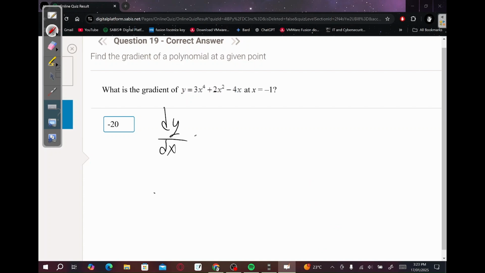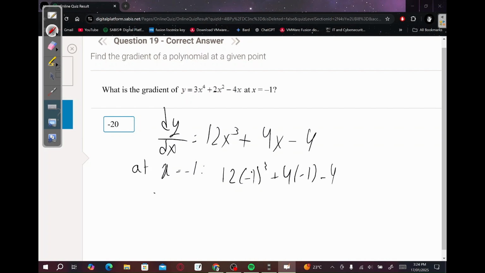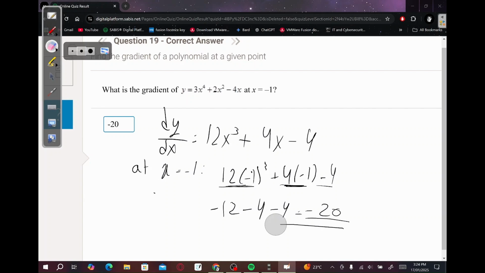dy by dx is equal to 12x cubed plus 4x minus 4. This is our answer. Okay, so at x equals negative 1: 12 times negative 1 cubed plus 4 times negative 1 minus 4. Negative 12 minus 4 minus 4, because this gives you negative 12, this gives you minus 4, and this is just minus 4. Negative 20, and this is your final answer.